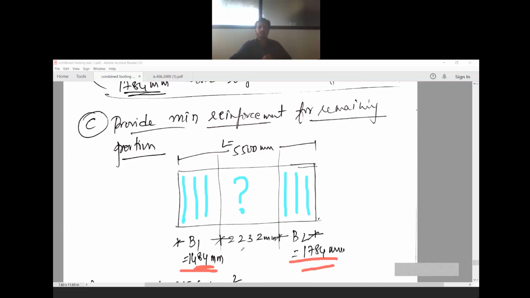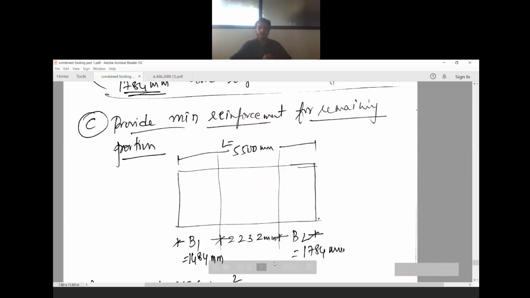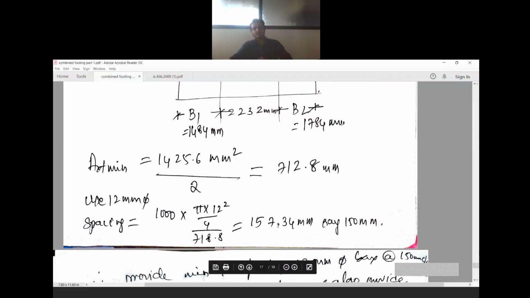What is the remaining portion? 2232 mm, which I have just calculated: 5500 minus B1 minus B2. What I have got is 2222 mm. For this, the minimum steel AST minimum is how much? 1425.6 mm square. So this is the minimum steel.